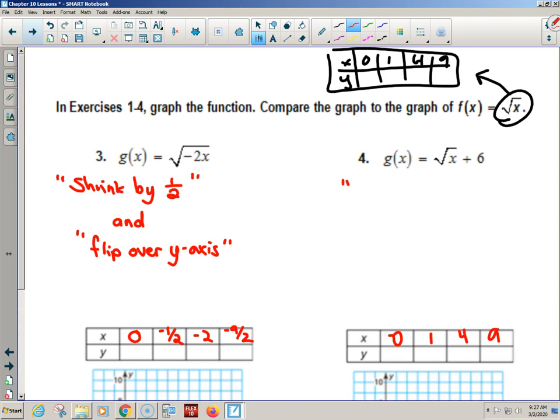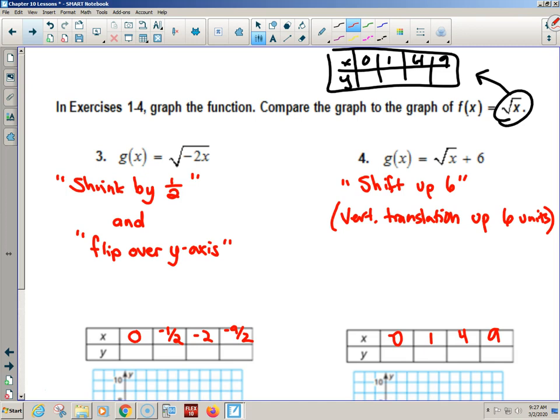So what's changed? Ooh, we're putting it in a snazzy way. Good. Vertical translation. I'd say up, just to give it a direction. Up 6, or up 6 units. But how could you do this in a short, sweet, colloquial way? Shift up 6.